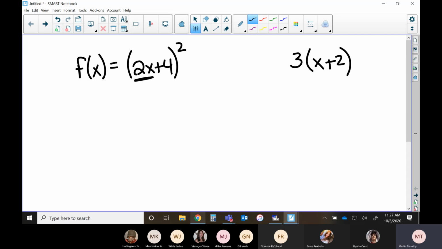Which, by the way, you don't have to do all the time. It's just something you can do if it helps you solve your equation. So sometimes we do this, sometimes we don't. And you said distribute it, right? So you said this times this, so it turns into 3x plus 6, right?